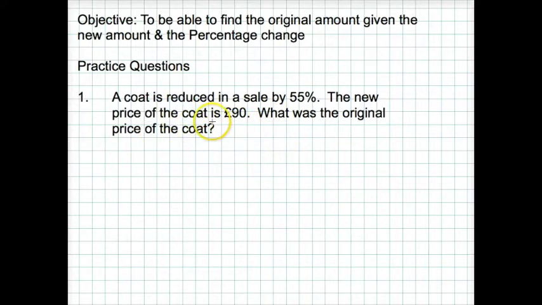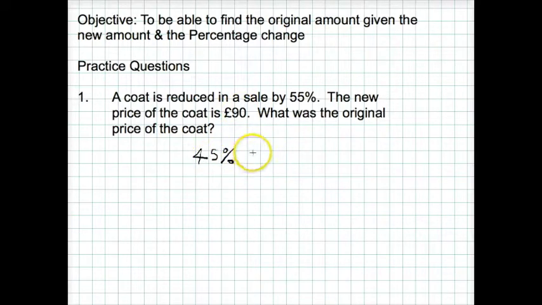Well, first of all, if you imagine that 100% is the original price of the coat. Now this coat has been reduced from 100% by 55% to this amount. So what that means is if you start off at 100%, you take 55% away, you're left with 45%. So 45% is what we're left with after we've taken the 55% off. And it tells you that after that's happened, the coat's worth £90.